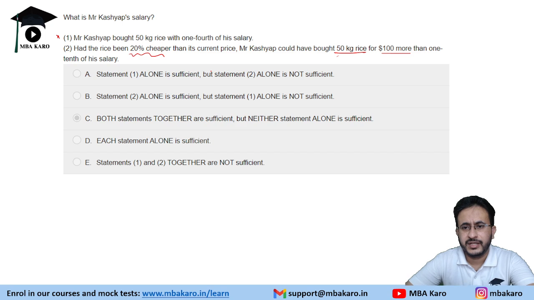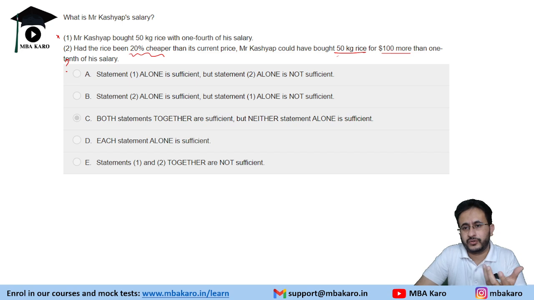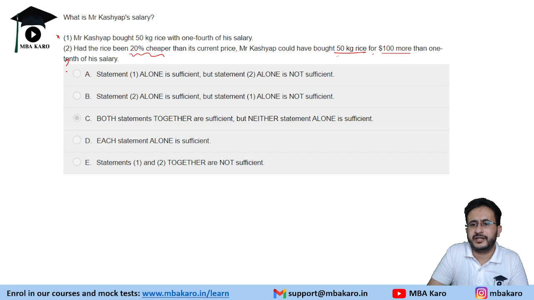So we need to have another equation for salary. Okay, so it says that for 100 kg rice for 100 more than 1/10 of his salary. So we do not know his salary, so we cannot find 1/10. Okay, he's getting $100 more, so we do not know the salary comparison, so we cannot say what is $100 more, right? So we should know the price.